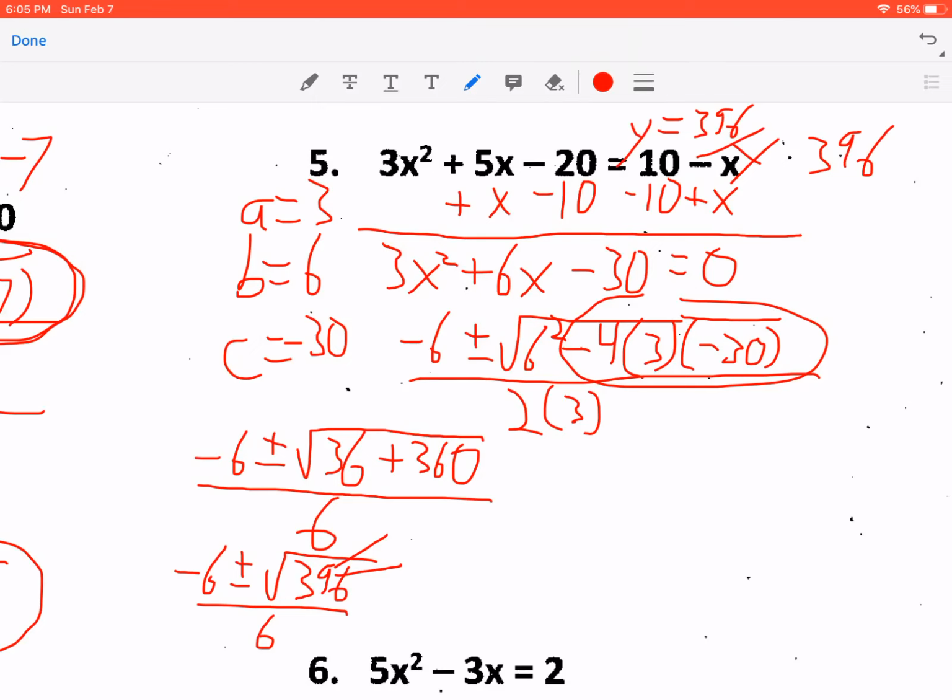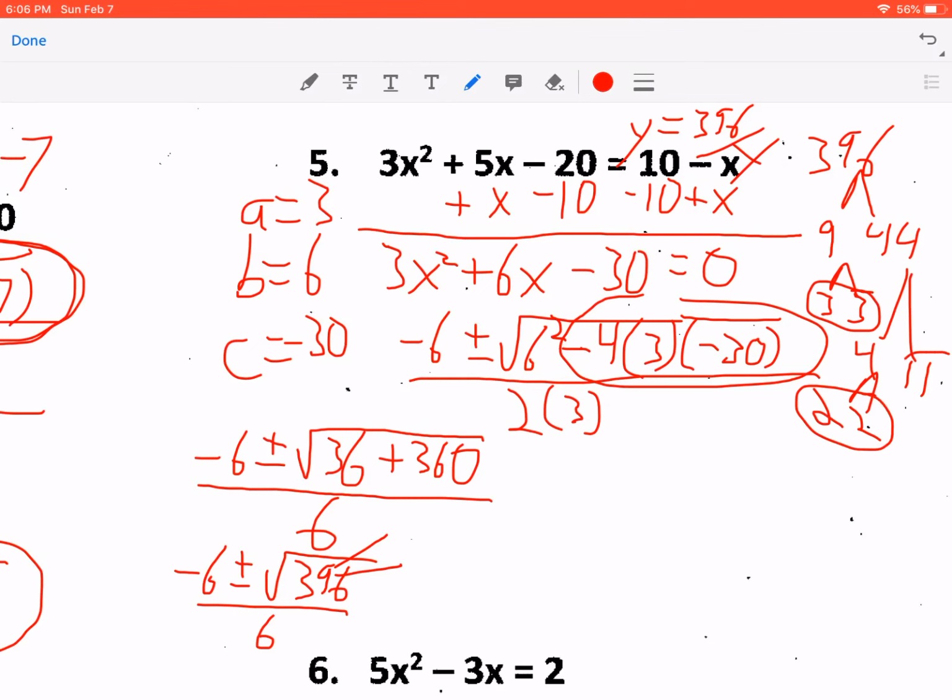And I'm going to go with 9 and 44. Okay, I like 9, 3, and 3. So I know I got a pair of 3s. I like 44, 4, and 11. I know I got a pair of 2s. And a single 11. Okay, so when we go and write this, it's negative 6 plus or minus the 3 and the 2 go on the outside, so 3 times 2 is 6. The 11 goes on the inside, divided by 6.